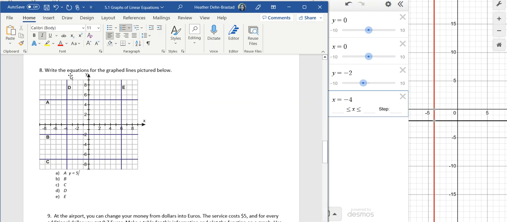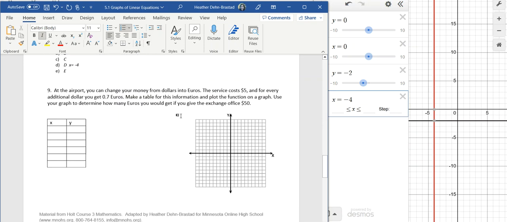Let's do D. D is a vertical line, and it's going through, look at, we did this one already. D is this one right here. It's x equals, because it's vertical, and then it's going through at -4. So x equals -4 is the equation. If you don't have the y equals or the x equals, it's wrong. That would just be a number.